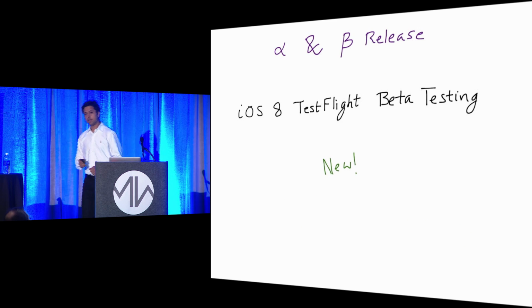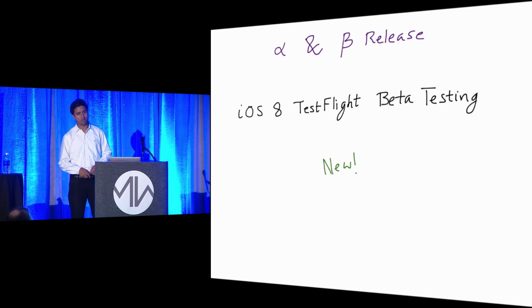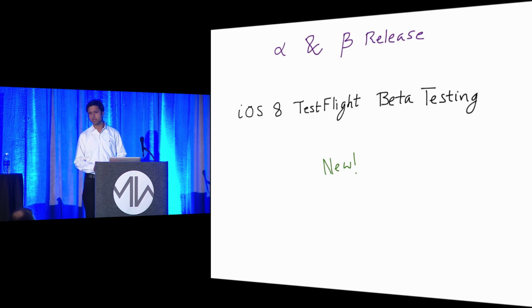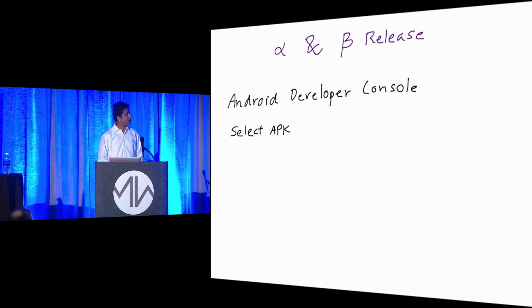So on the topic of releases, I also want to talk about alpha and beta testing. Now, most people might think that, hey, alpha testing, beta testing takes a lot of time, slows down the process. But it's actually the other way around. The more you do beta testing or alpha testing, it can actually make your development really fast. And you spend less time fighting unexpected problems. So in iOS 8, there's a brand new feature called TestFlight, which is for beta testing. And it allows you to do 1,000 beta testers simply by their email addresses. On Android, this has been there for a long time, and it works really well.